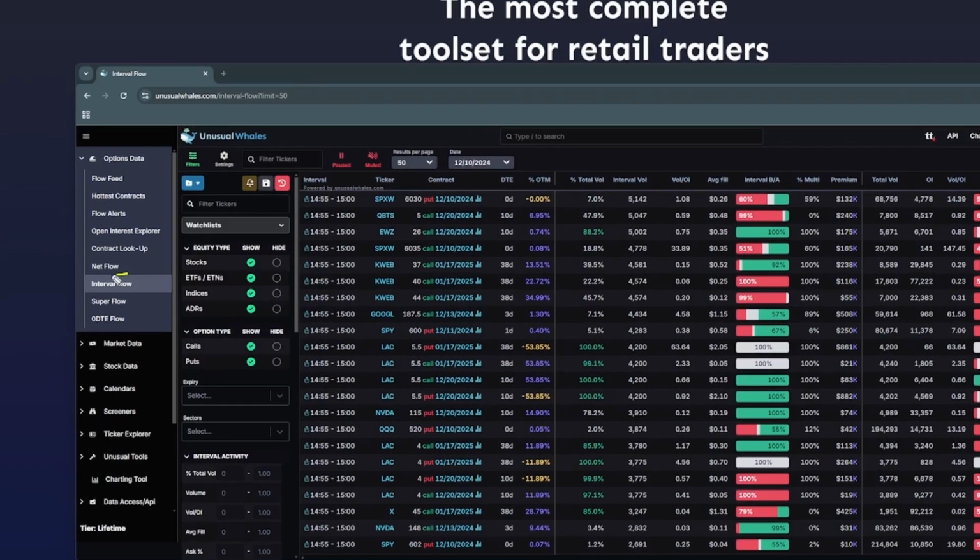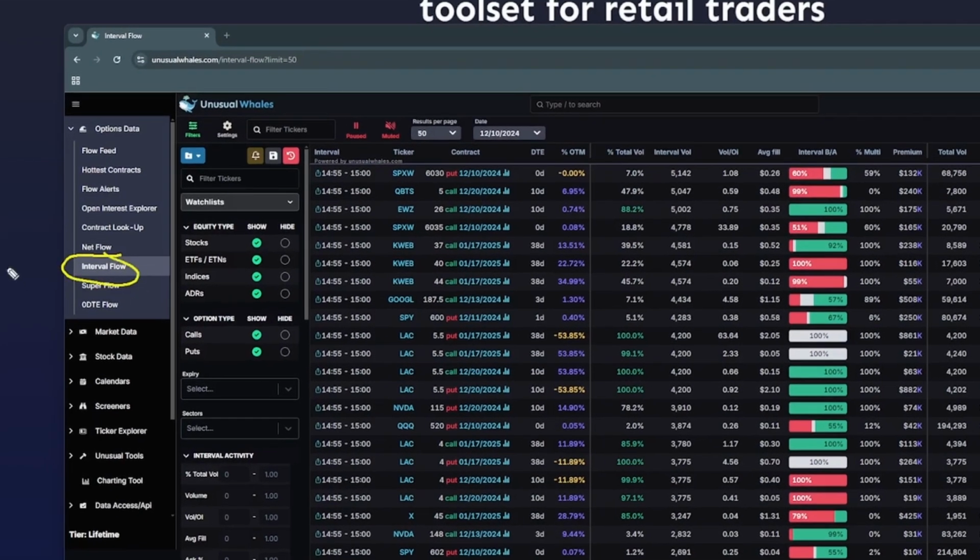Now, interval flow is another iteration of the flow feed, only transactions are grouped into set time intervals. Contracts that show up in this feed must meet all of our criteria over here in our filters and must do so all within that set time interval. Interval flow defaults to 5-minute intervals, and that's the time frame that we're going to use for this specific filter.